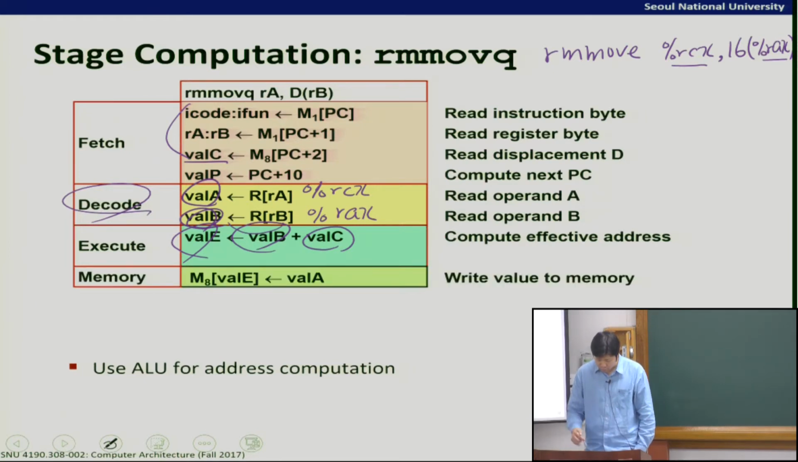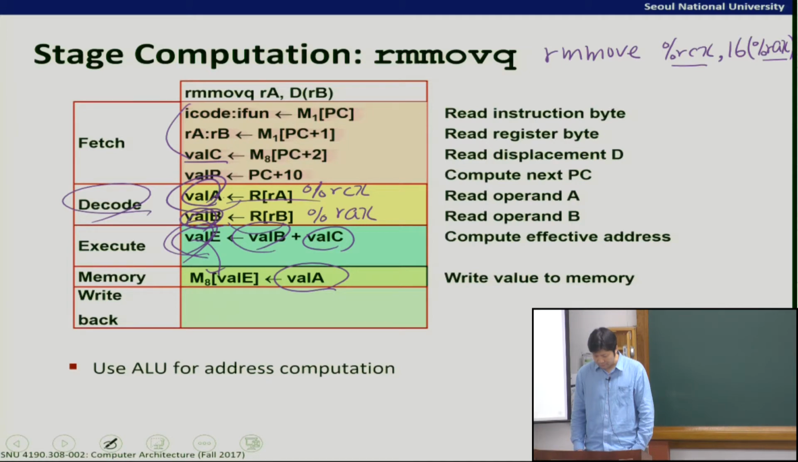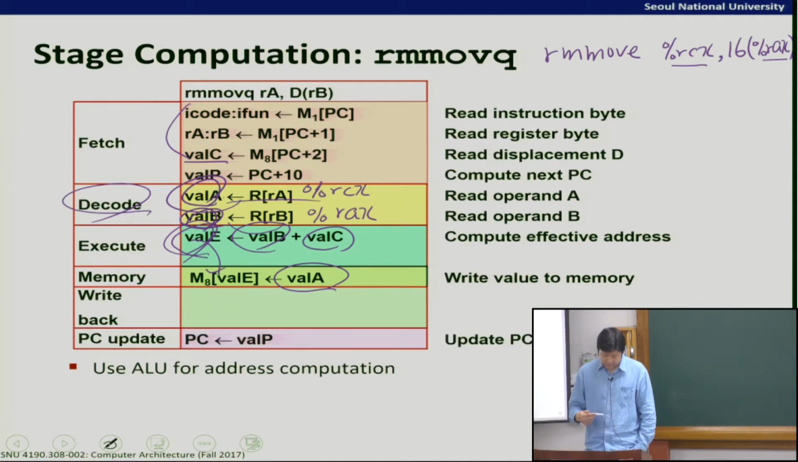In the memory stage, we use val E as an address and access the memory location pointed to by that address, and update the value with val A. Let's say val A is actually the value read from the register file. And in the write back stage, we do nothing, and in the PC update stage, we update the PC with val P, which is PC plus 10. Okay.